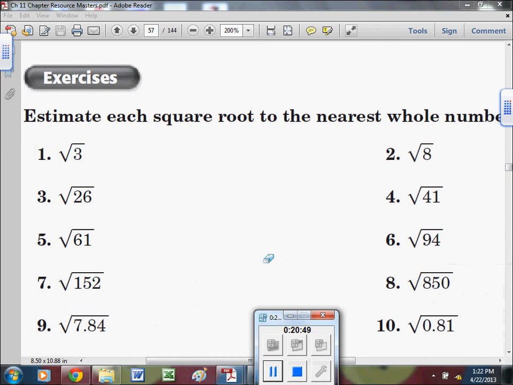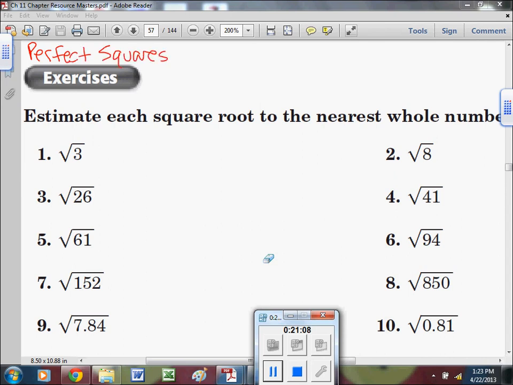Okay, so at this point you can consider us as being in 11-3B. So now we're going to talk about estimating square roots. What can we do to make a ballpark figure? Let's say there's not a calculator available, or let's say you want to make sure what you got was a reasonable answer. So before I go anywhere, let's remind ourselves, let's list those perfect squares.